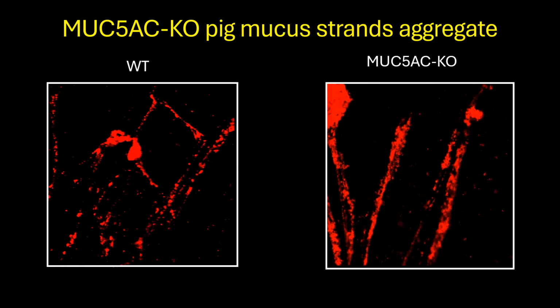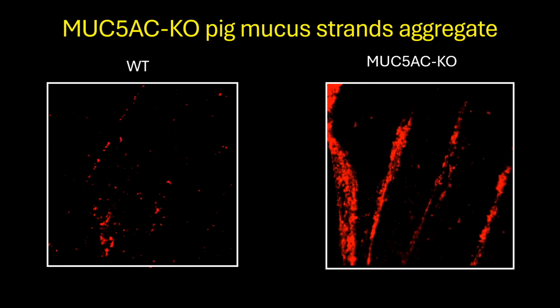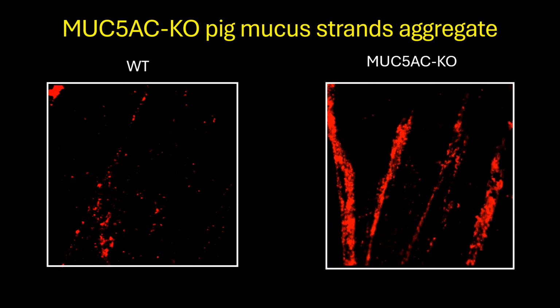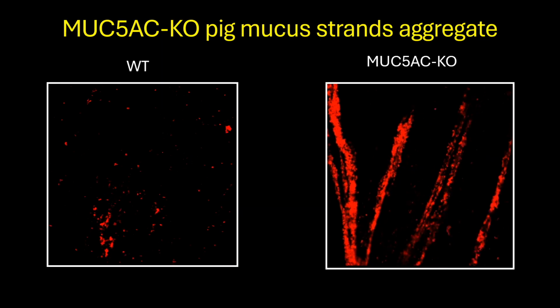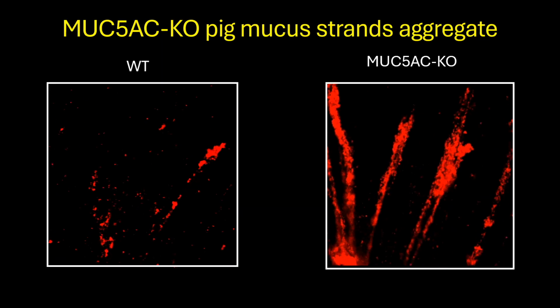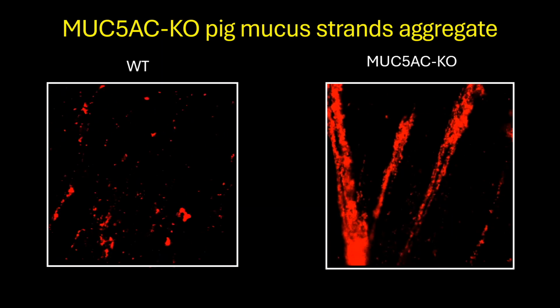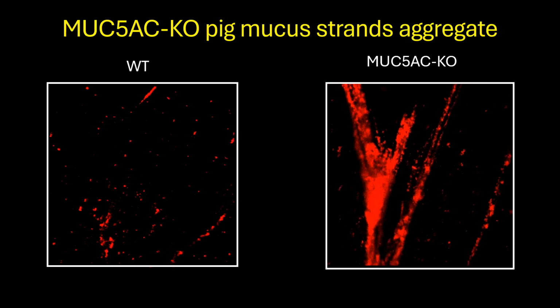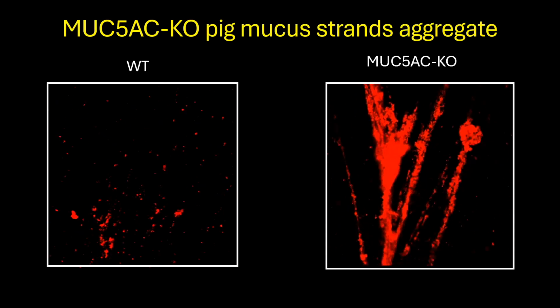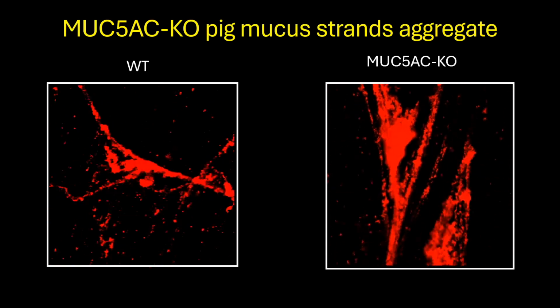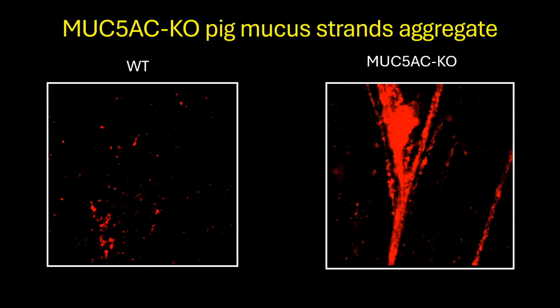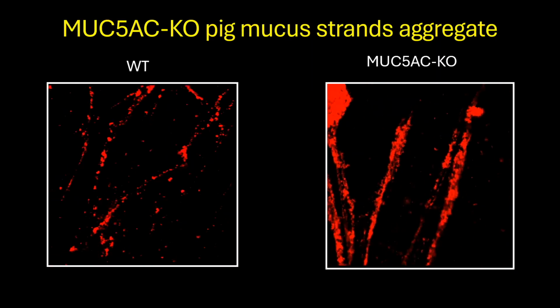However, in our MUC5AC knockout pig, I'd like to draw your attention to two features of this video. On the right side, you can see some strands move efficiently, almost to wild-type levels, rapidly exiting our field of view. On the left side, however, we see some mucus that aggregates and appears to be stuck, failing to exit the field of view of the confocal imaging.